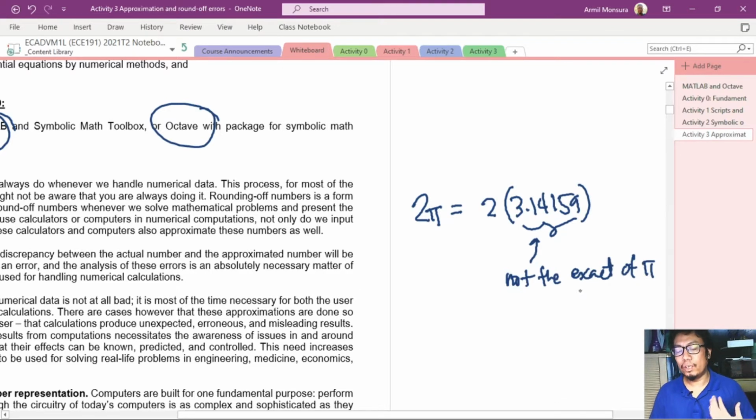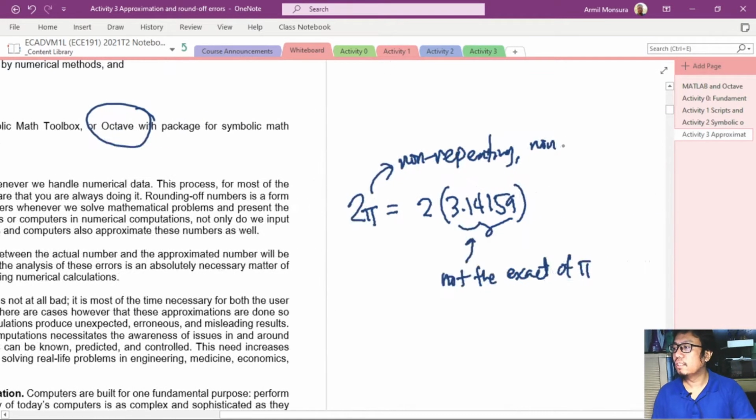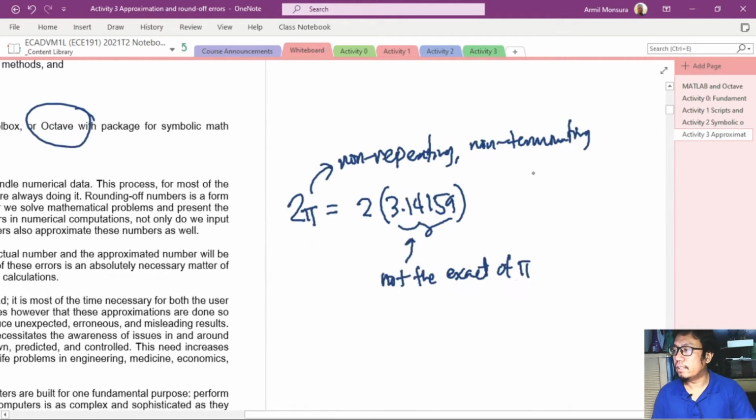In fact, what we know about pi is that pi is a non-repeating, non-terminating decimal number.